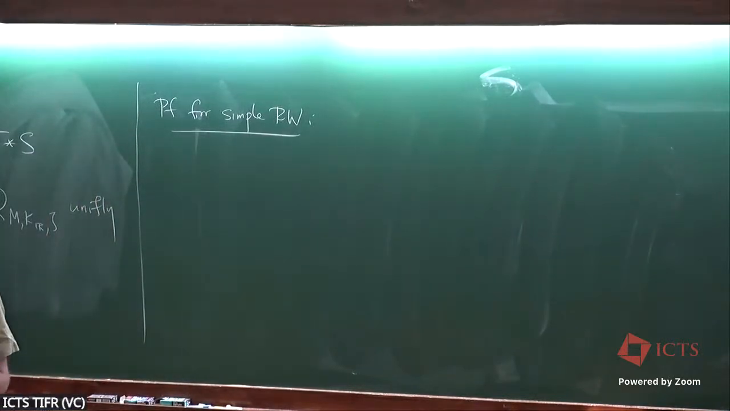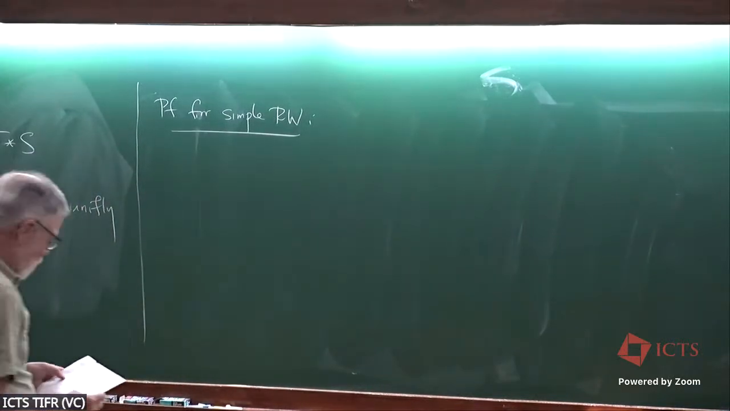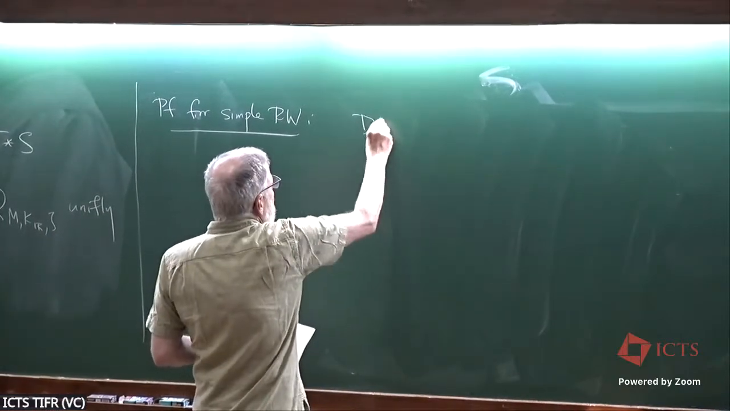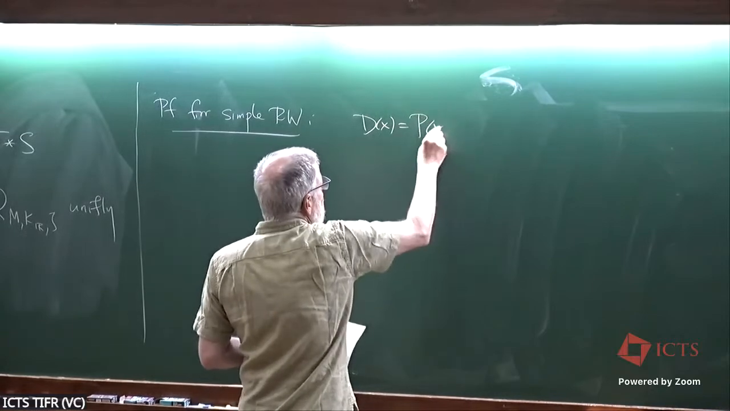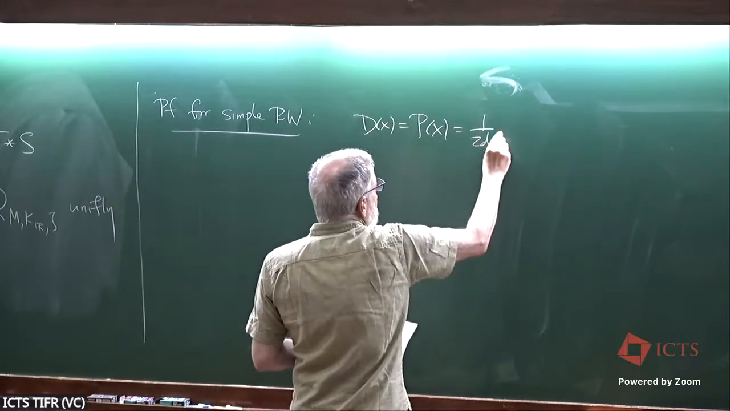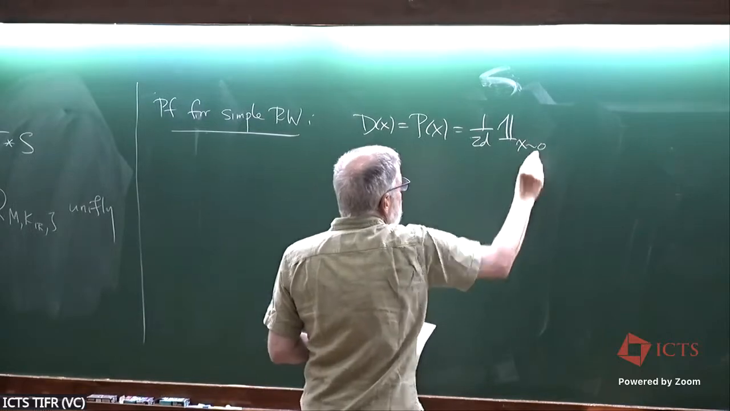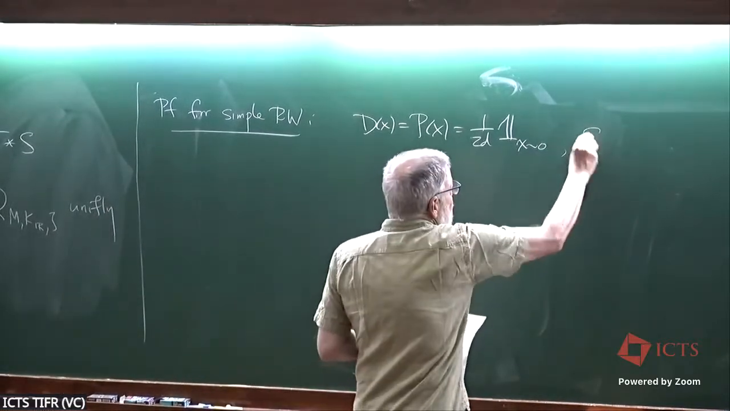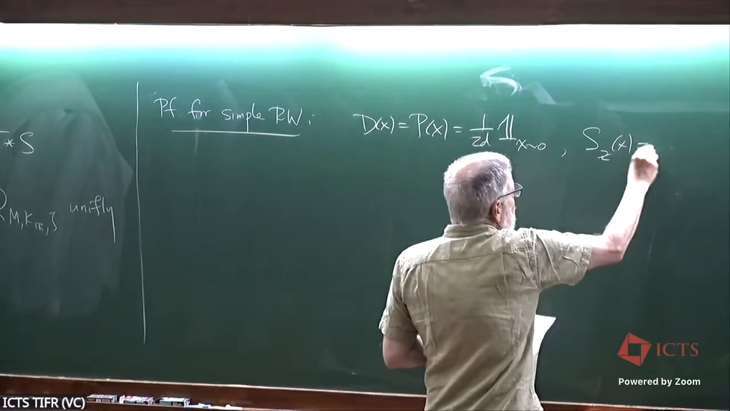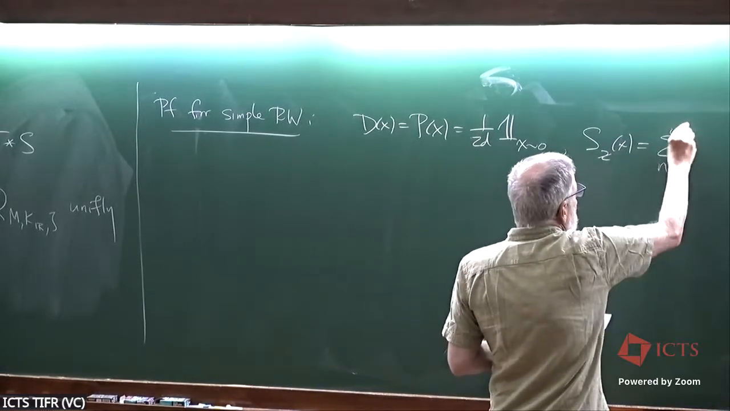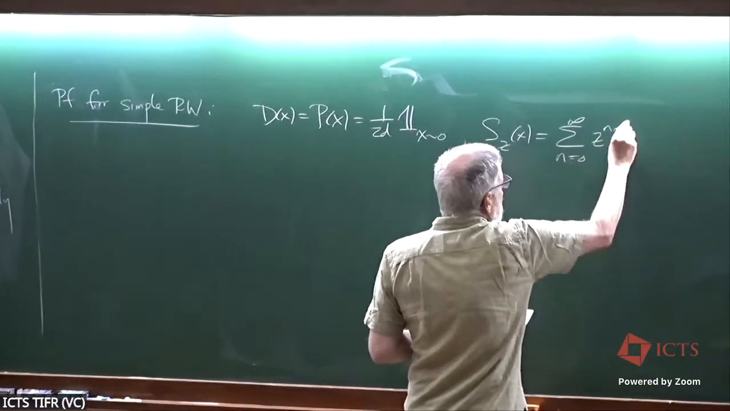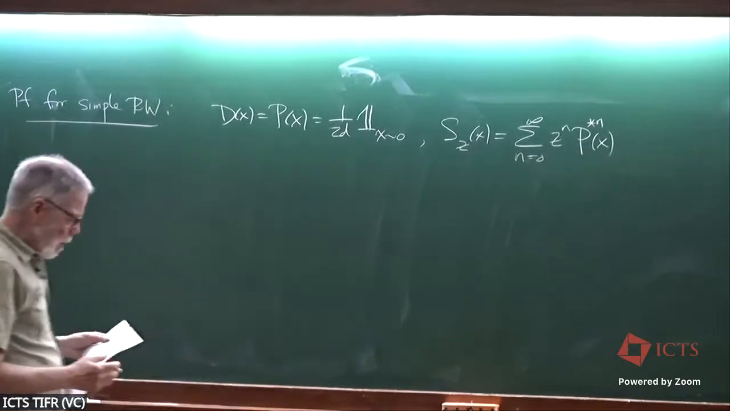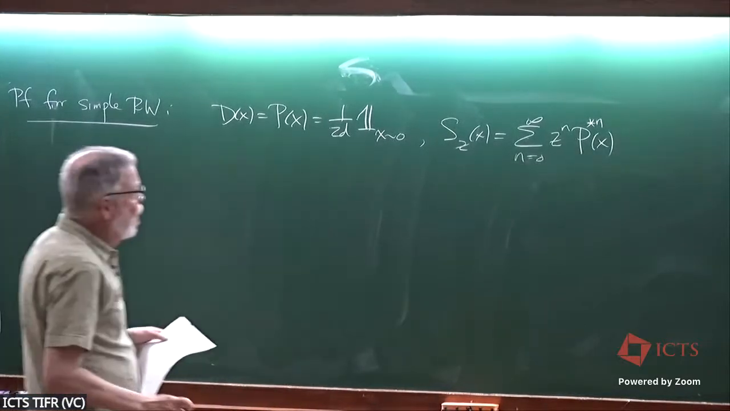Verifying assumptions 1 and 2 in that case. So the D of X, I'm going to call P of X for simple random walk. It's 1 over 2D times the indicator that X is a neighbor of 0. S_z of X is the sum over N of z to the N, n-fold convolution of P. And z is in [0, 1].